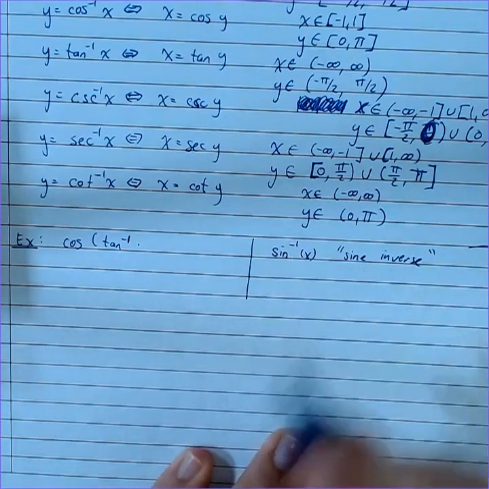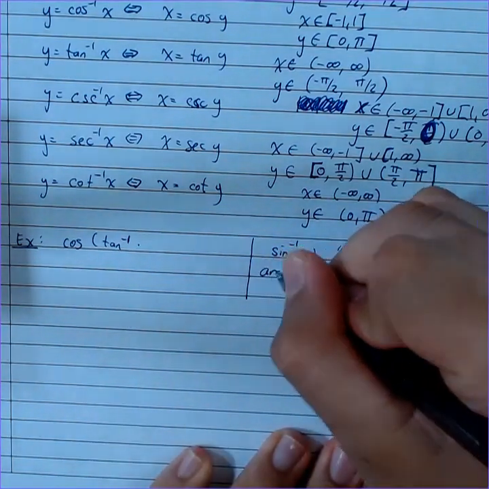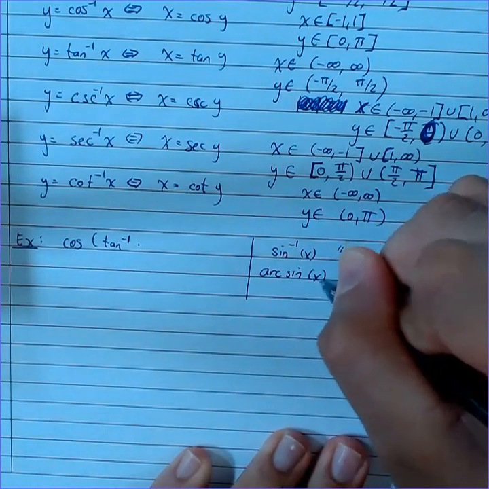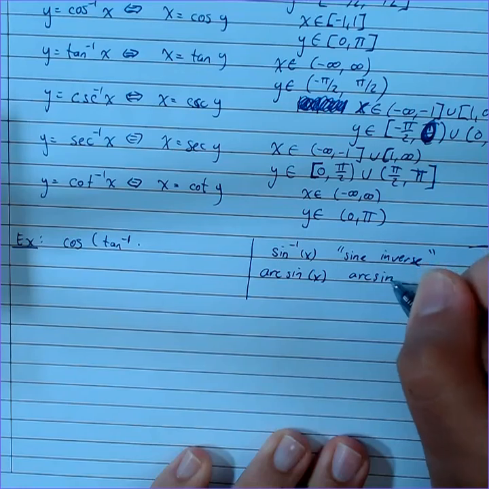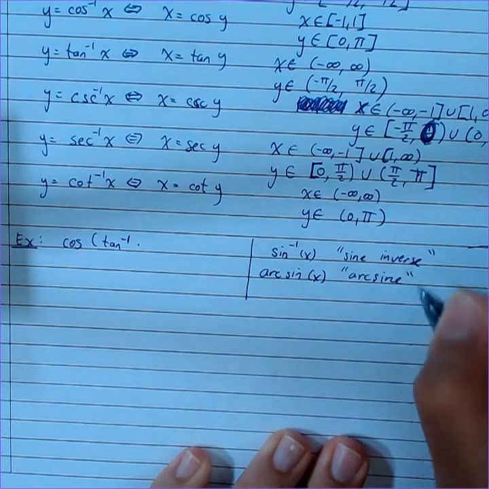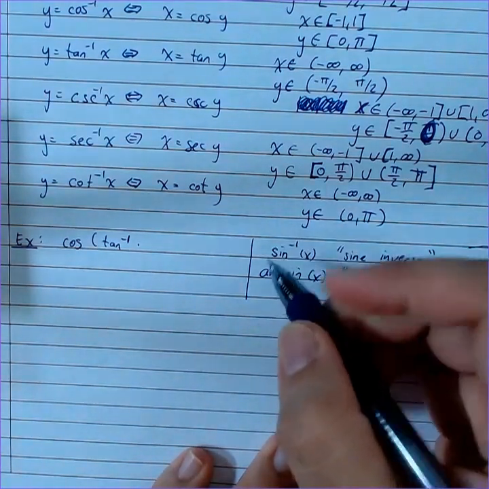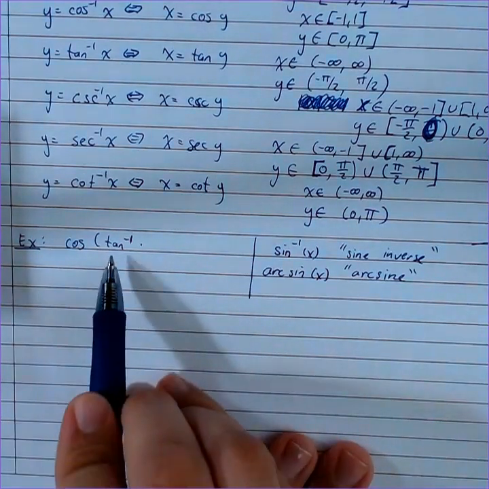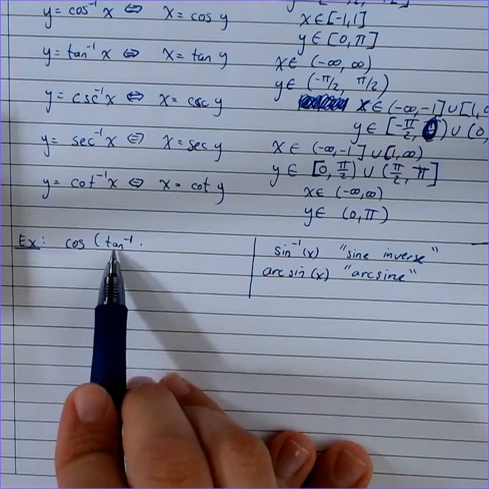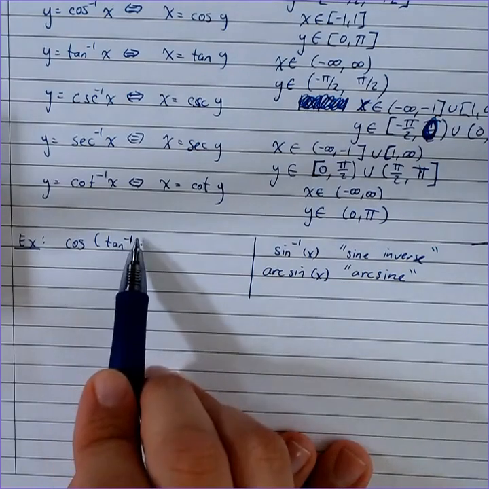Sine inverse of x. If I write this, this is read as arc sine of x. These mean the same thing. These are just different notations for the same thing. These are interchangeable. So if I write this, I should say tan inverse, tangent inverse.